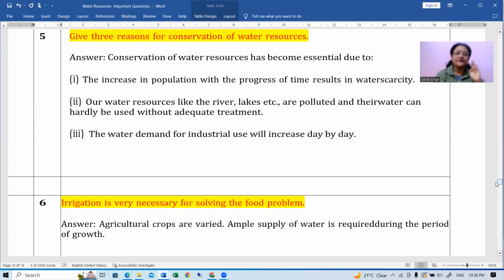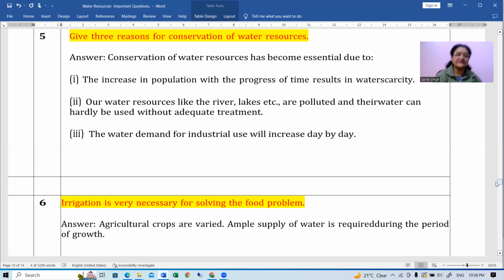Number three is that the water demand for industrial use will increase day by day as the number of industries is growing very fast. So naturally the demand on that side will also increase, right? And moreover, irrigation is already a big, important area where water is required a lot. So for all these things, we need to conserve water resources.